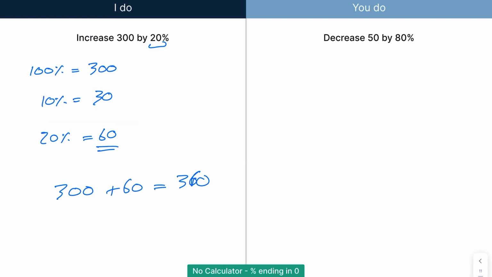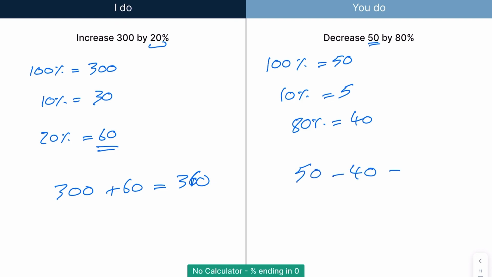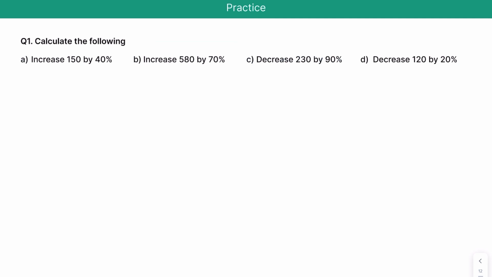So again, hopefully you've pressed pause and had a go at the example on the right. So here we're interested in 80%. So we start off as usual. 100% is 50. We find 10%, which is 5. And now we need 80%. So I just times both sides by 8. That gives me 40. I've got that now. And the question is asking me to decrease 50 by 80%, so that'll be 50 take away 40, and the final answer will be 10. So here's some practice questions. Press pause and have a go. Here are the answers. Mark your work.